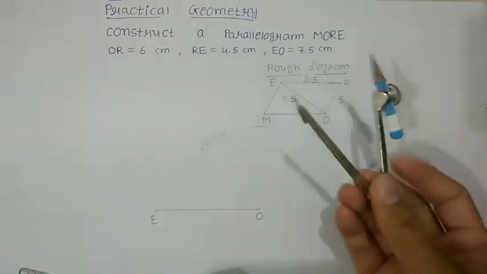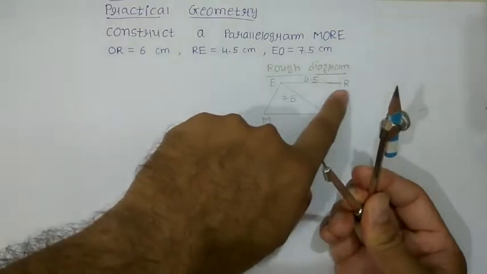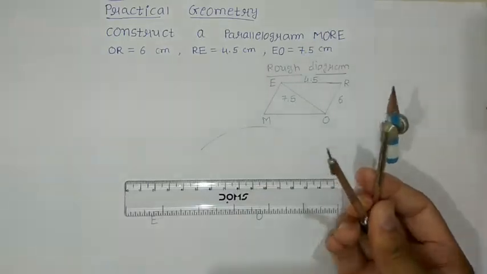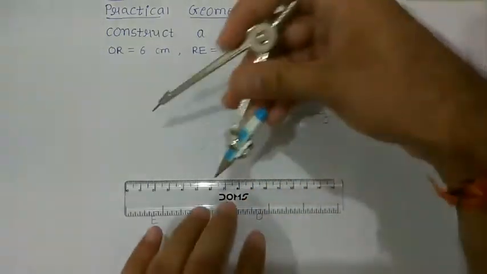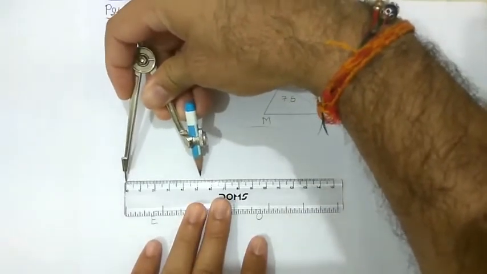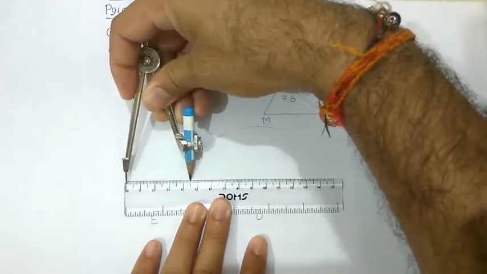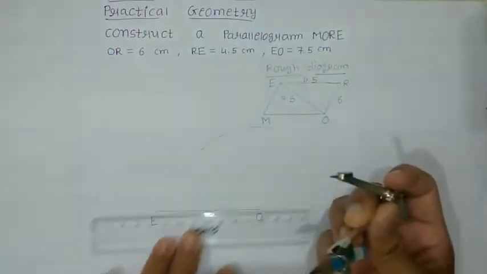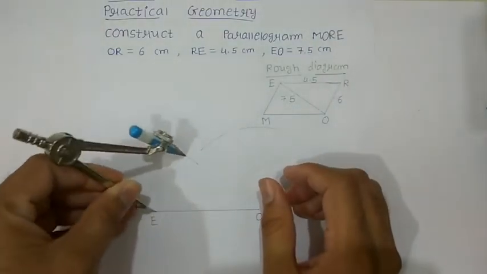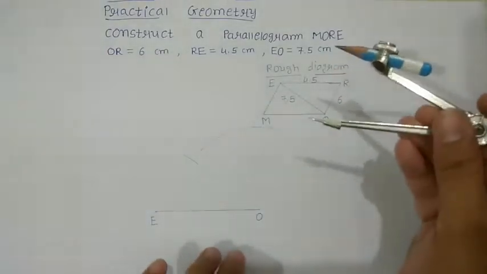Okay, so now what we have to do? We have to make an arc that is of 4.5 centimeter, right? Okay, now take a distance of 4.5 centimeter. So this is our 0 and this is the distance of 4.5, right? Okay, now make an arc from this point. Here also we have to extend this arc because this distance is very short.